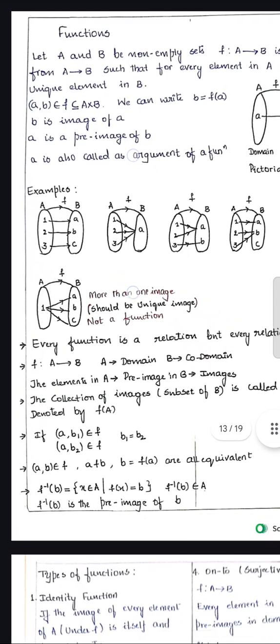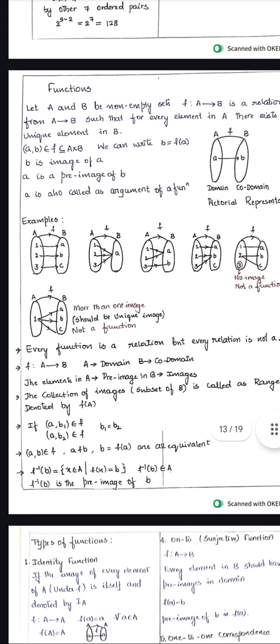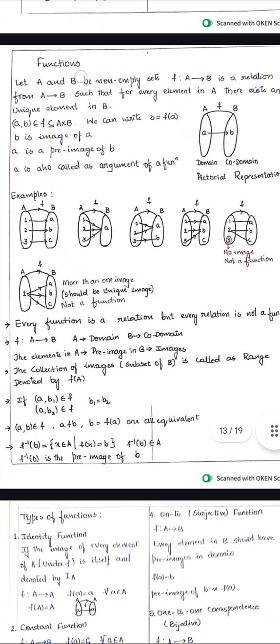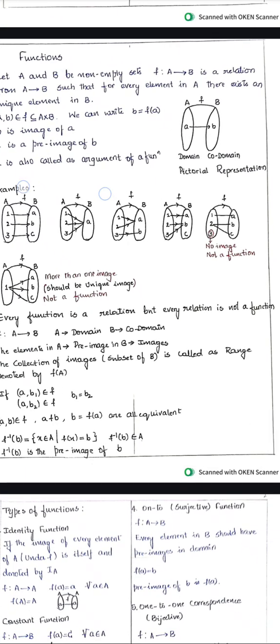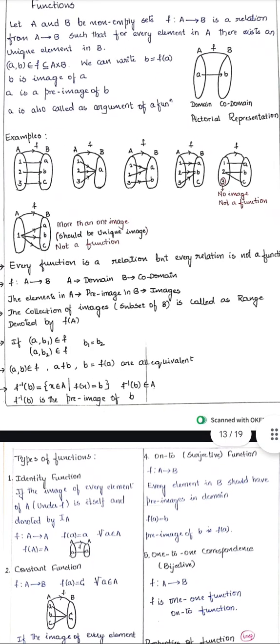Unique element in B. B is the image of A. A is the pre-image of B. So (A, B) belongs to the function, which is a subset of A cross B. We can write it as B equals f of A, with domain and codomain in this pictorial representation. A is also called the argument of a function.